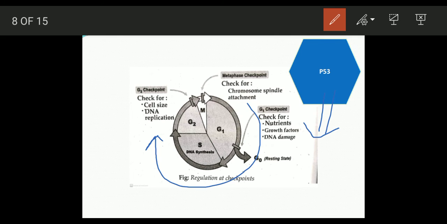Now suppose there is any damage in the DNA before going to the S phase of DNA synthesis and replication. Then it halts the process at that point. It stops the process and sends signals to the cell: if possible, repair the DNA, and if not, the apoptosis process will begin and the cell will die. This is a very important protein, P53 protein. After receiving the signal for apoptosis, it further activates the caspase enzymes, and the further pathway of apoptosis takes place, and the cell finally dies. This is the common concept.